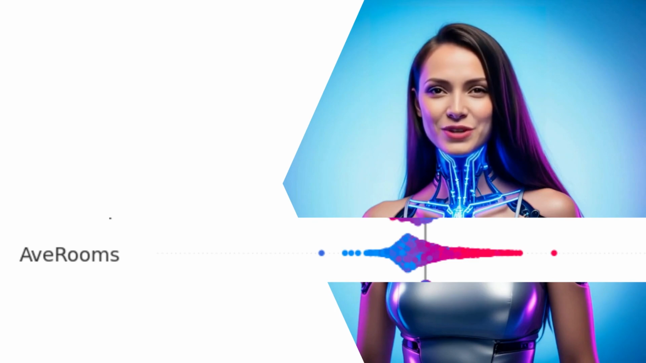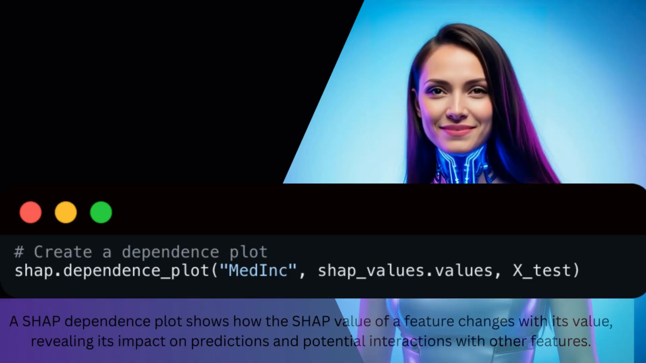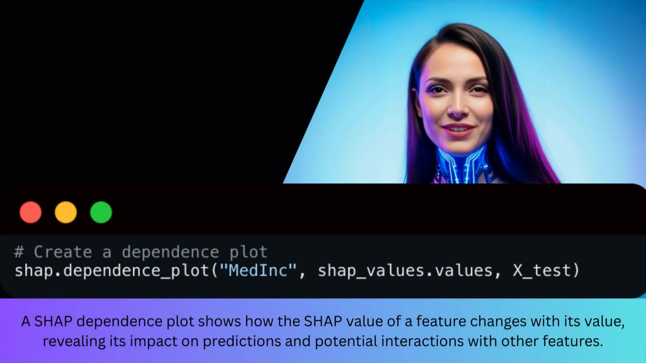Welcome back. You probably noticed that for average rooms, a higher number of rooms also pushes the prediction up. But look at latitude. It is a bit more mixed. But we see a clear trend where high latitude, red dots, more northerly, tends to have a negative SHAP value, lowering the predicted price. Finally, let us look at one more plot, the dependence plot. This helps us isolate the effect of a single feature and can even reveal interesting interaction effects.